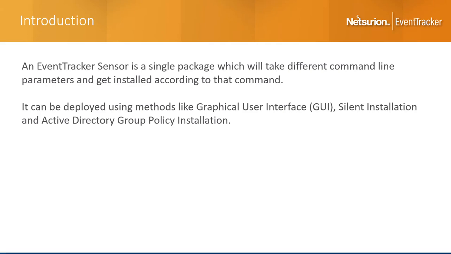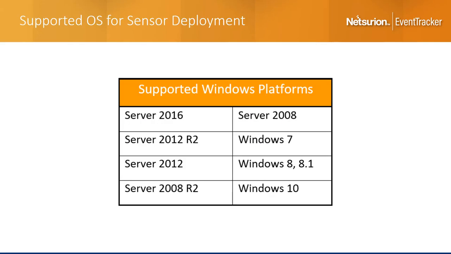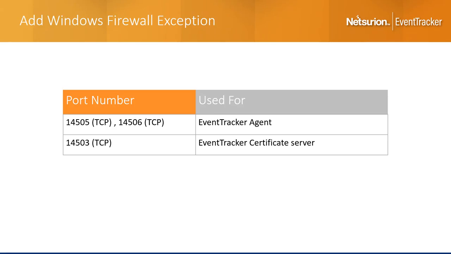a single MSI package. The EventTracker sensor or agent can be deployed using methods like Graphical User Interface, Silent Installation, and Active Directory Group Policy Installation. The supported operating systems for the sensor deployment are listed on this screen. Before proceeding with the deployment, ensure that you add exceptions both inbound and outbound for the ports shown on this screen in the Windows firewall.